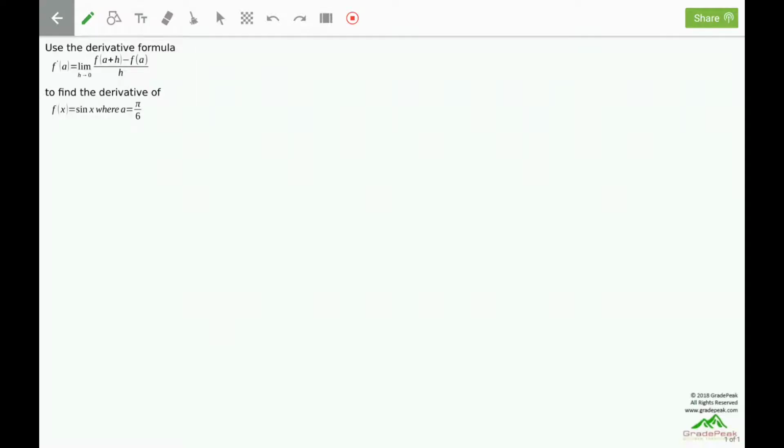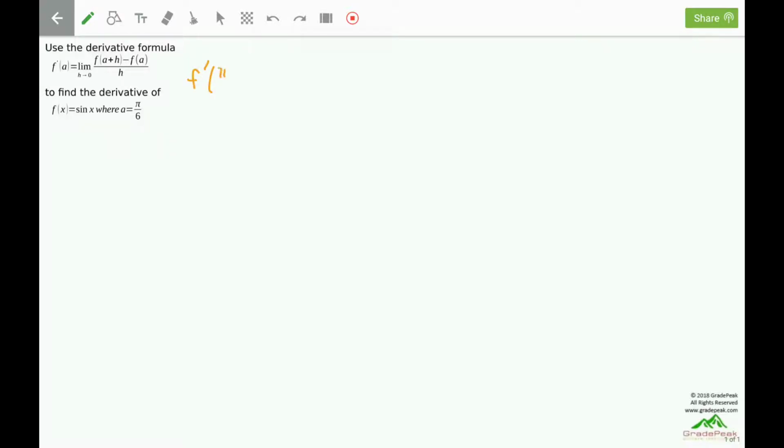Use the derivative formula. F prime of a equals the limit as h goes to 0 of f of a plus h minus f of a, divided by h, to find the derivative of f of x equals sine x, where a equals pi over 6. The first thing to do is write down the derivative formula for the a value of pi over 6.